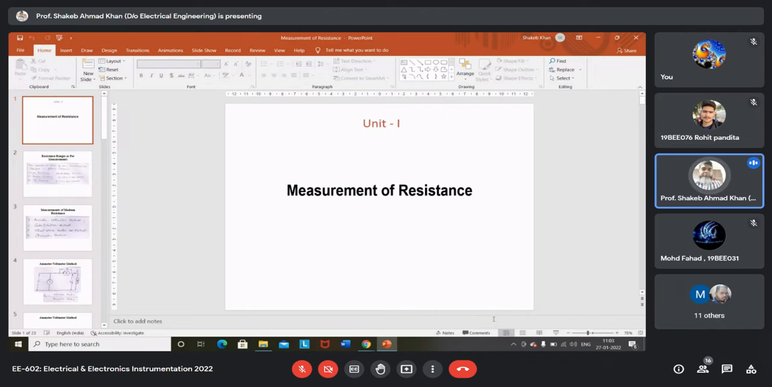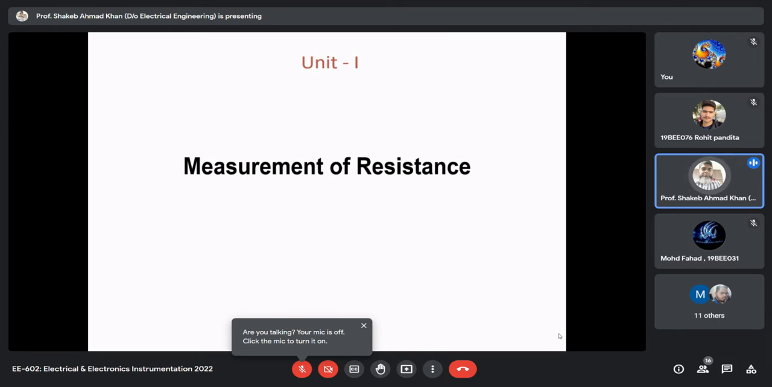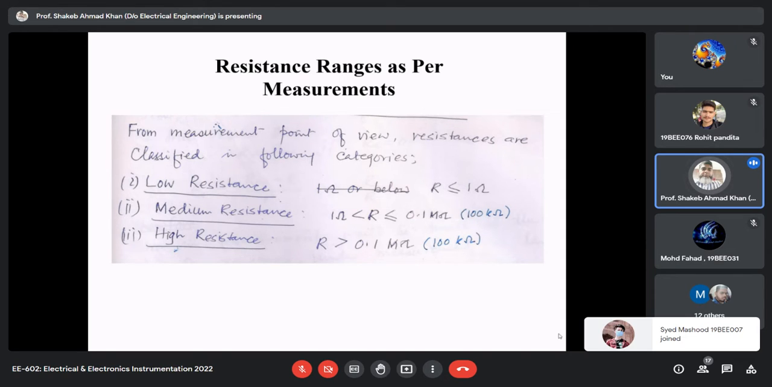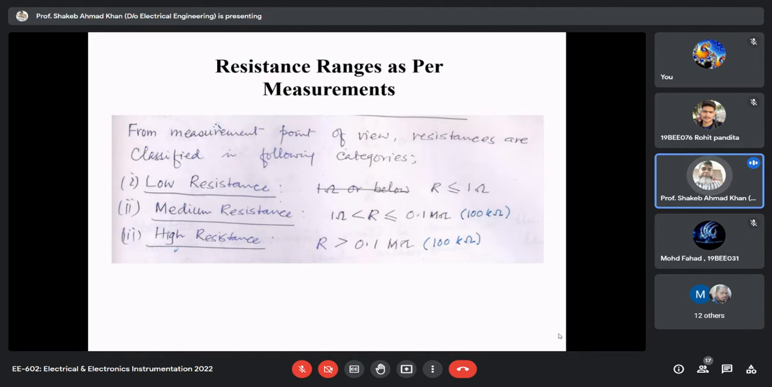Okay. So on the last turn, we started with unit number 1, which is about the measurement of resistance. And then we talked about the classification: low resistance, medium resistance, and high resistance. Medium resistance is the normal and moderate range, and from a measurement point of view it has minimum challenges. Most of the methods that you are aware of are basically used for measurement of medium resistance. The low and high resistance measurements have different challenges.